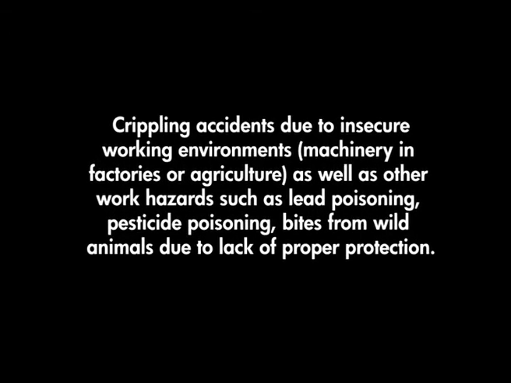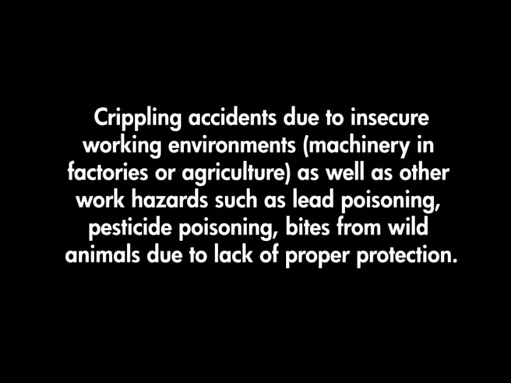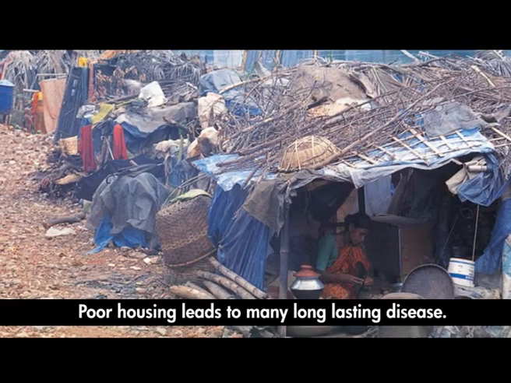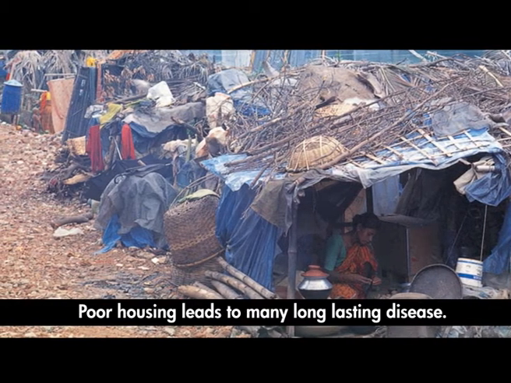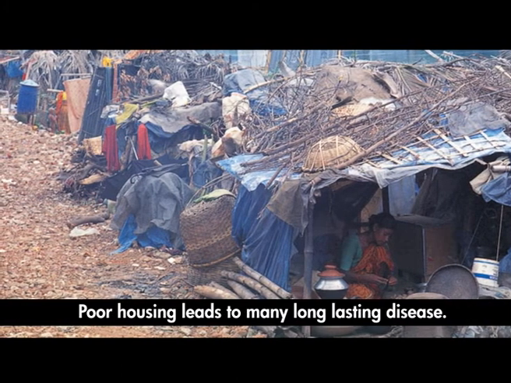Crippling accidents due to insecure working environments, machinery in factories or agriculture, as well as other work hazards such as lead poisoning, pesticide poisoning, and bites from wild animals due to lack of proper protection. Poor housing also leads to long-lasting causes of disease, and water and food-related diseases, simply because the poor cannot always afford safe foods.